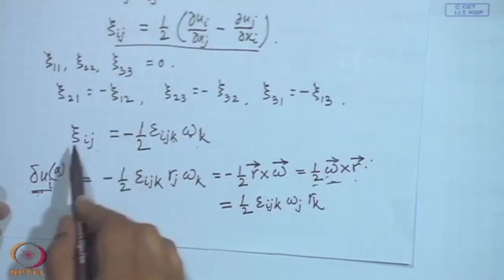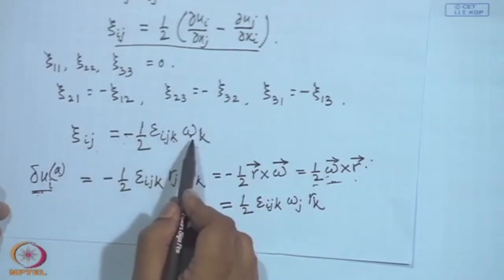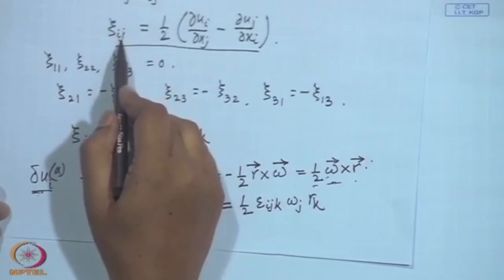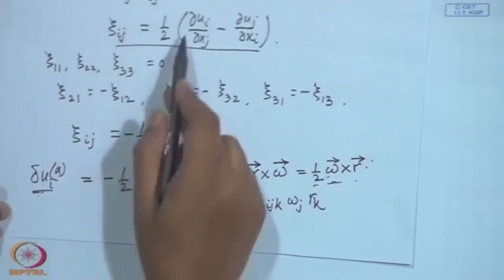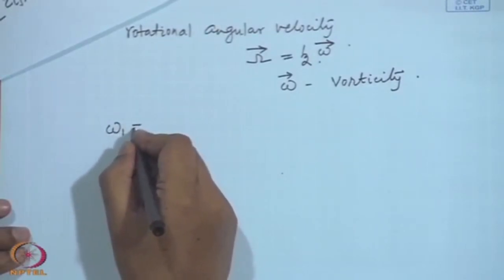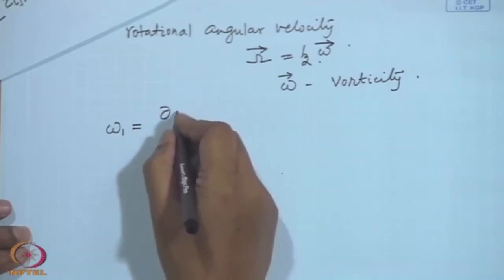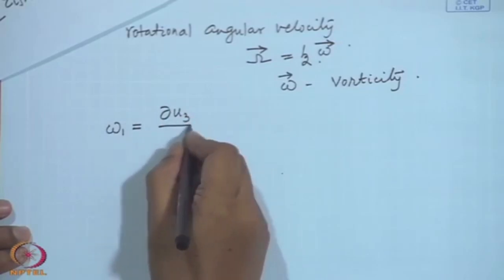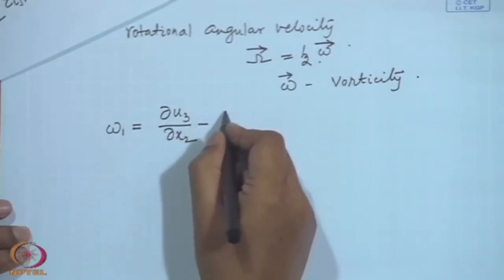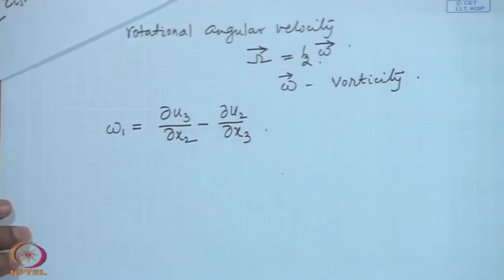So, this term becomes then j 2 3, I is 2, j is 3. So, j 2 3 is minus half omega 1. Now, you can write what is j 2 3 from here. Half is already there, of course, a minus will be there. Now, tell me what is omega 1? Omega 1 is d u 3 d x 2 minus d u 2 d x 3. Yes.